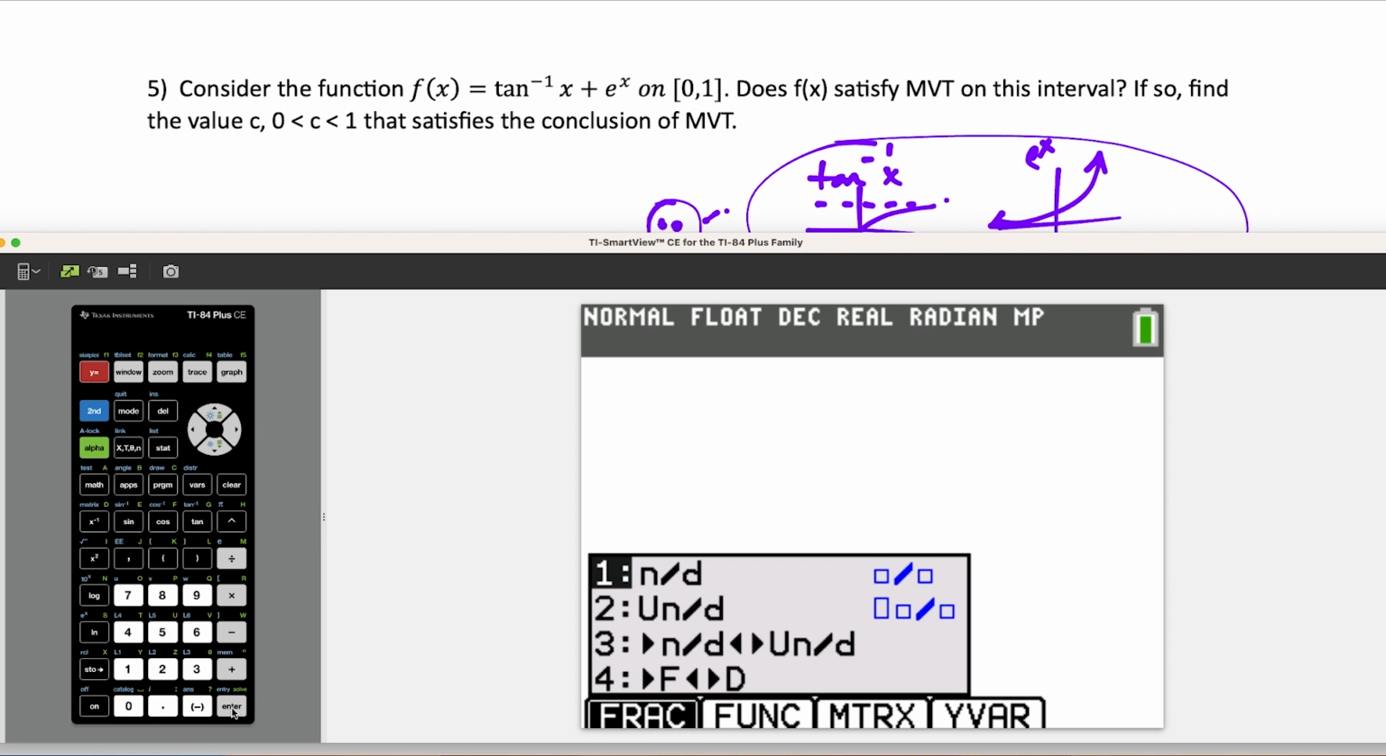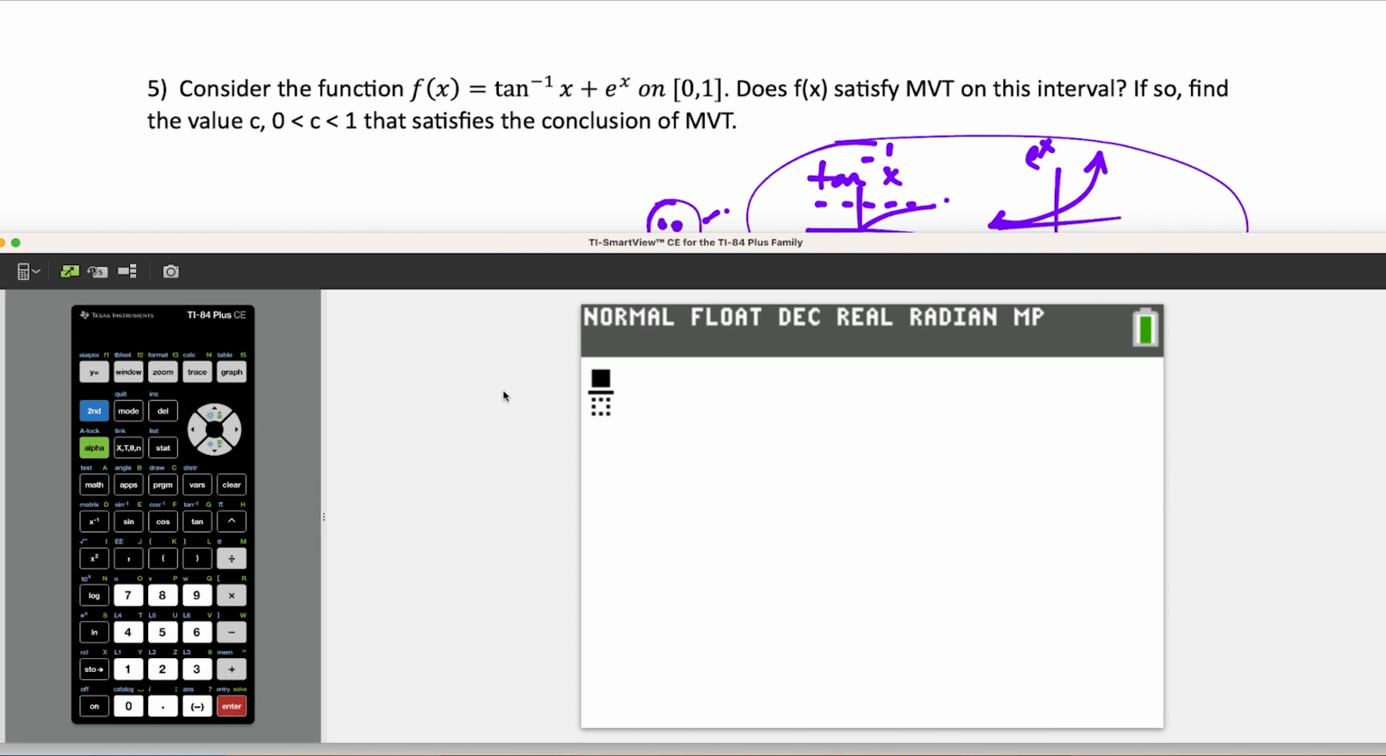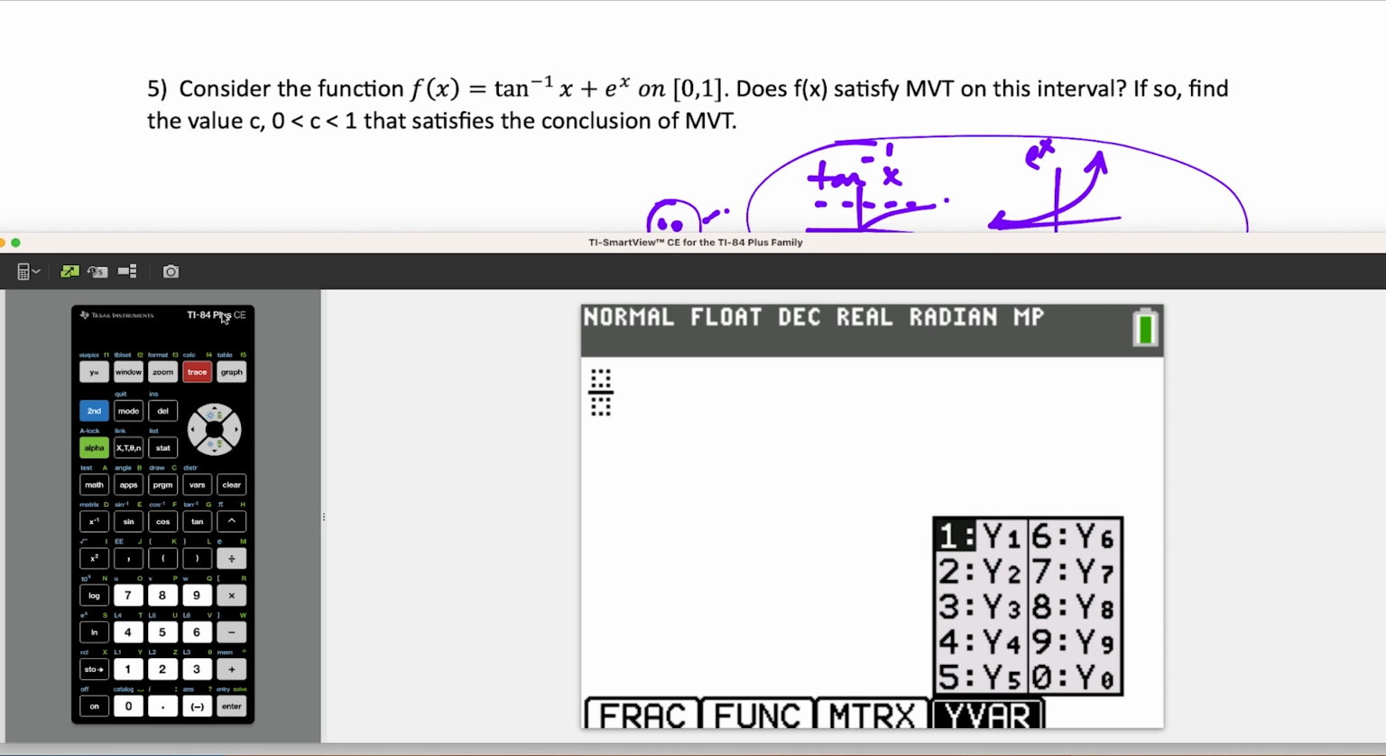Once we have this, we could find the average rate of change on the main screen. So I'm going to press alpha y equals enter, and now a nice shortcut to find f of 1 and f of 0 is I could press alpha trace if I have the TI-84 Plus CE. If you have an older calculator, this might not show up, so I'll show a second way right after this.